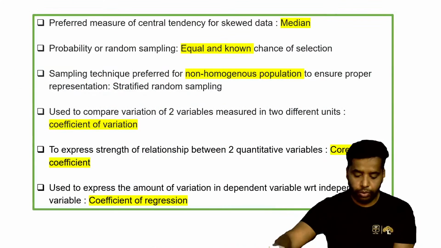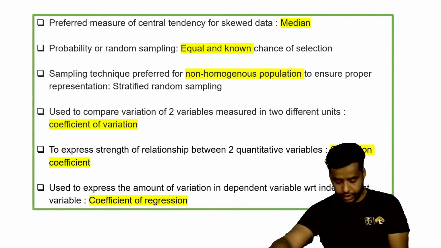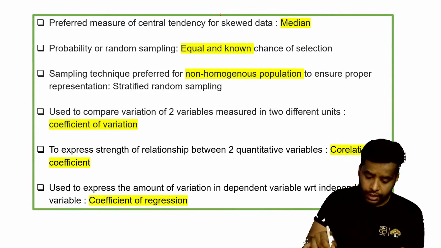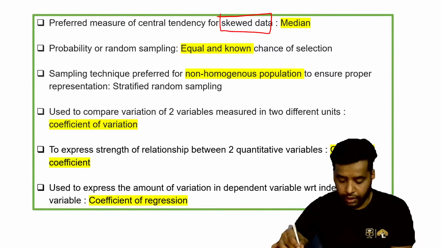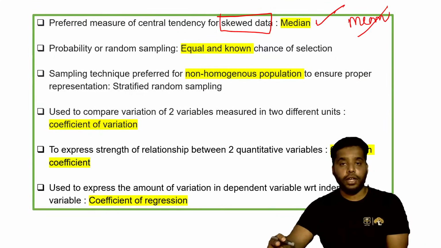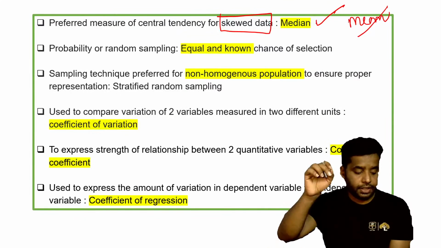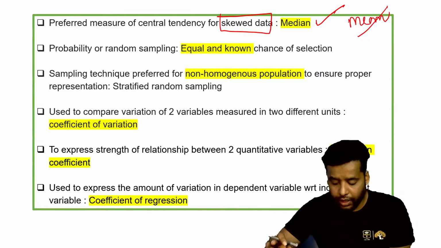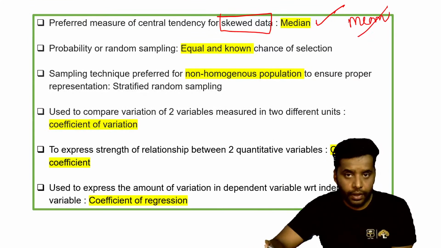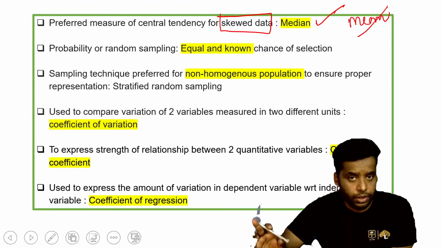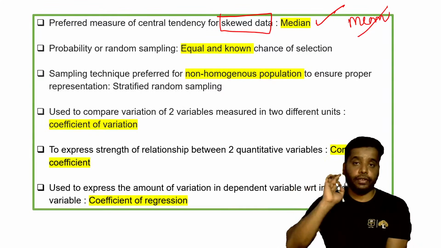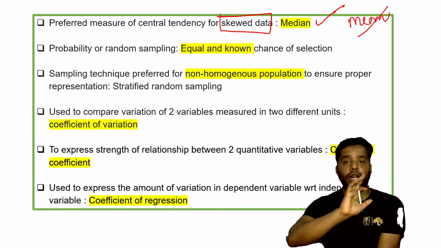Come to one more important one-liner in statistics which can be asked. For any skewed data, or outlier present in the data, don't use mean. Mean is not preferred; use median. Median is not affected by outliers because it is the central value of ordered data. Once you arrange the data in order and take the central value, that is the median. That is why median is preferred for skewed data. Mean is the most affected measure of central tendency. Mean is affected by outliers. Skewed data, don't use mean.